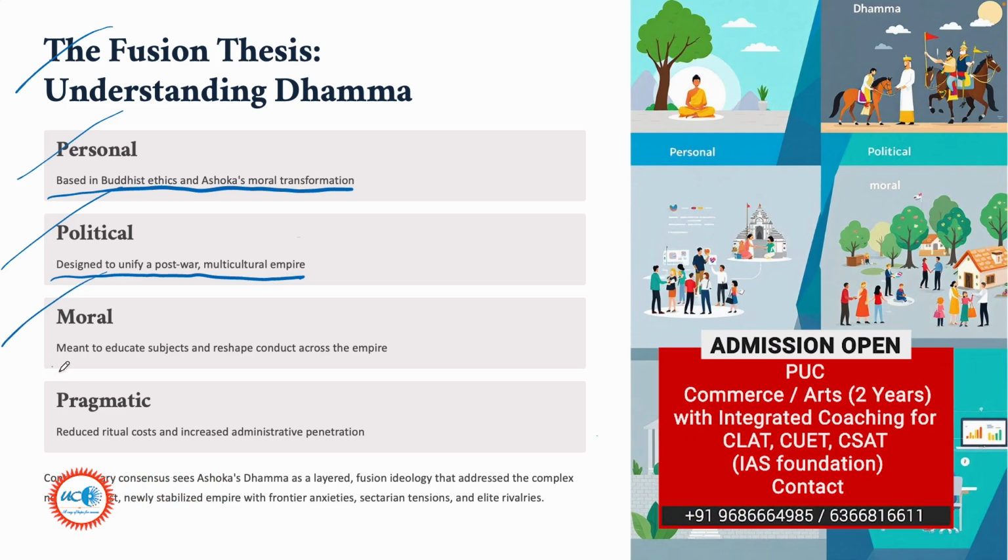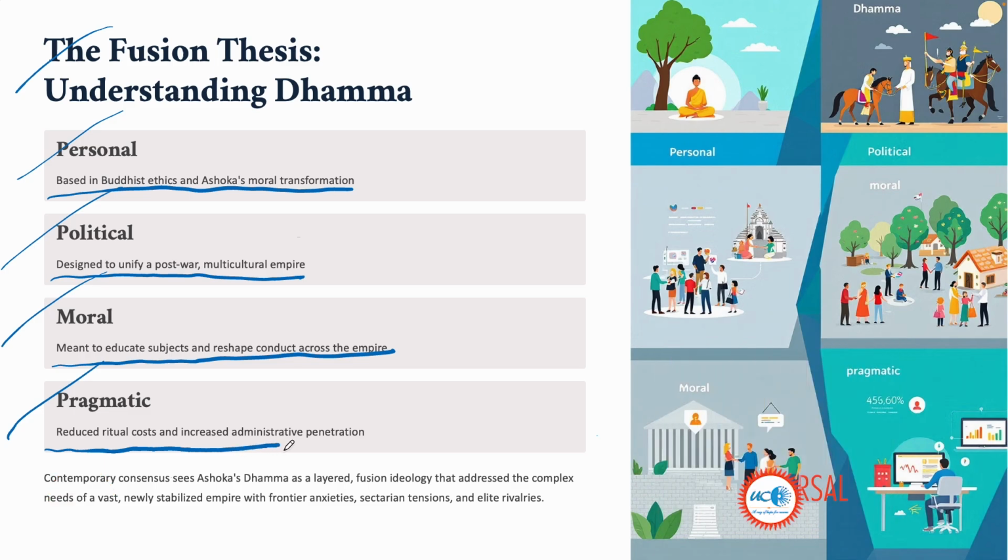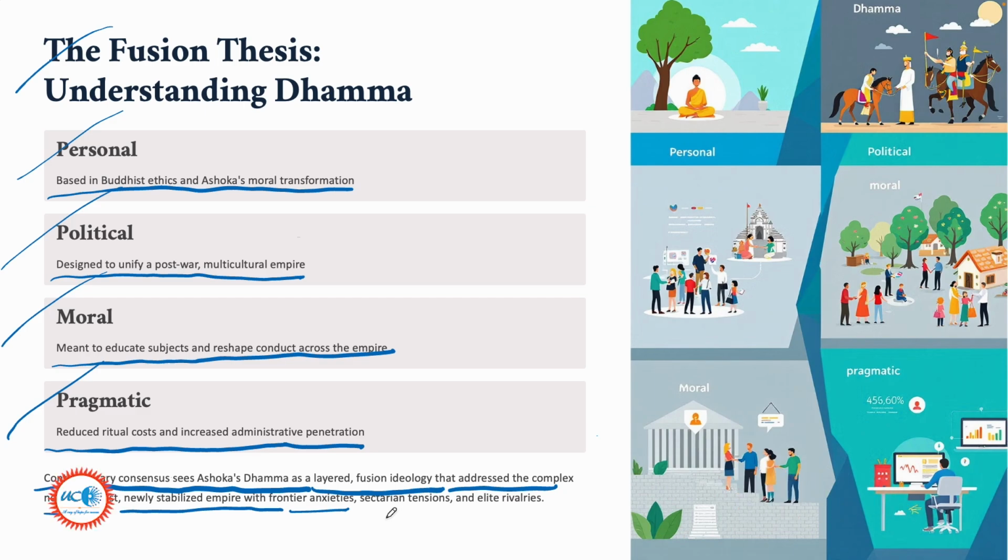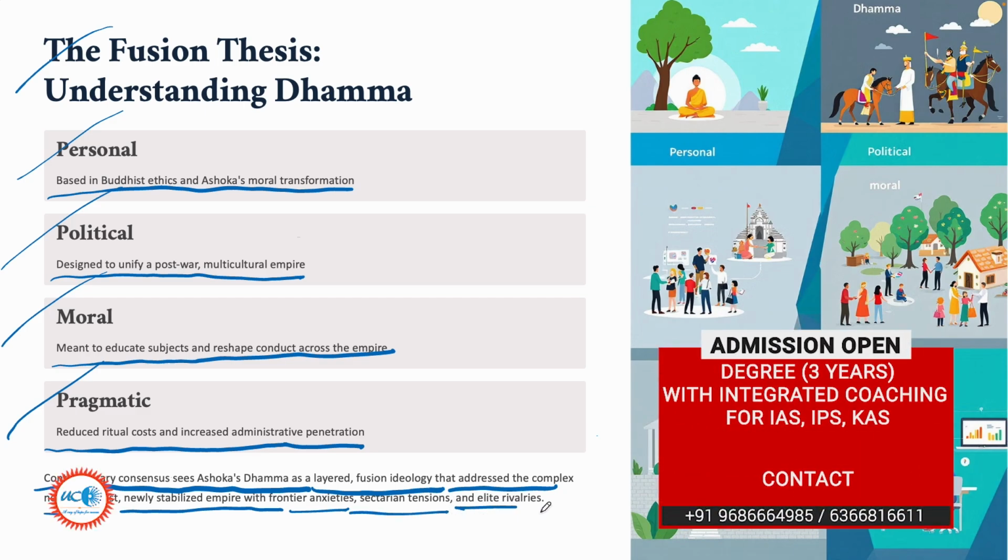Then moral: meant to educate subjects and reshape conduct across the empire. And finally pragmatic: reduced ritual costs and increased administrative penetration. Once you have full-fledged dharmic control over your subjects, you will be able to penetrate till the last layer of society. Contemporary consensus sees Ashoka's Dhamma as a layered fusion ideology that addressed the complex needs of a vast, newly stabilized empire with frontier anxieties, sectarian tensions, and elite rivalries.